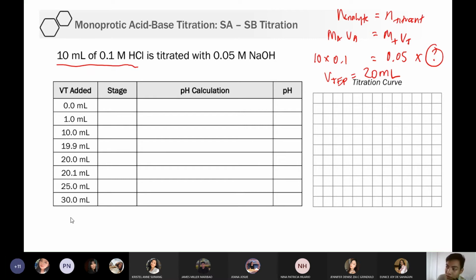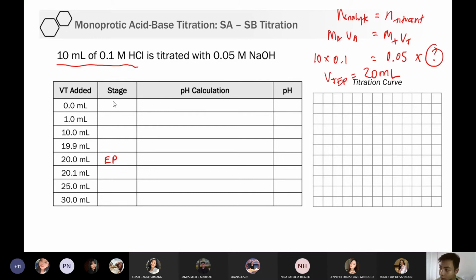Okay. So, ito yung volumes ko, di ba? Ayun, 20 ml. I will assign this as the equivalence point. Okay. Yun yung first nyong gagawin, ha? Yan yung una nyong gagawin. Alamin ang equivalence point volume. Ito yun.